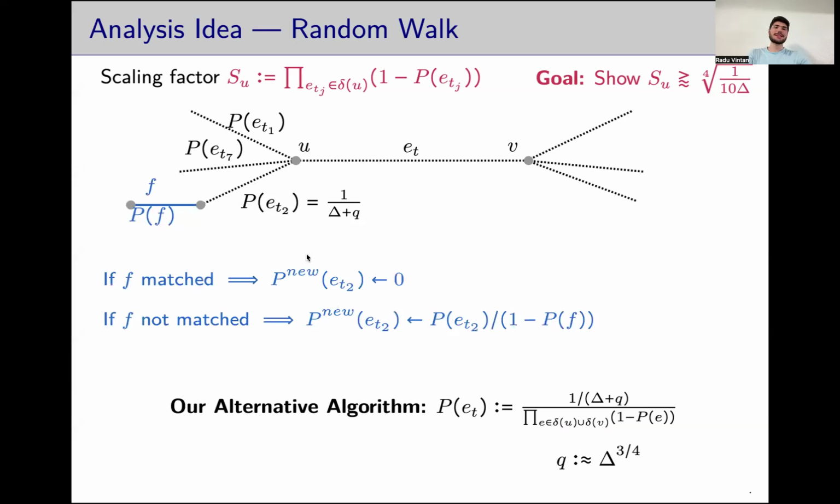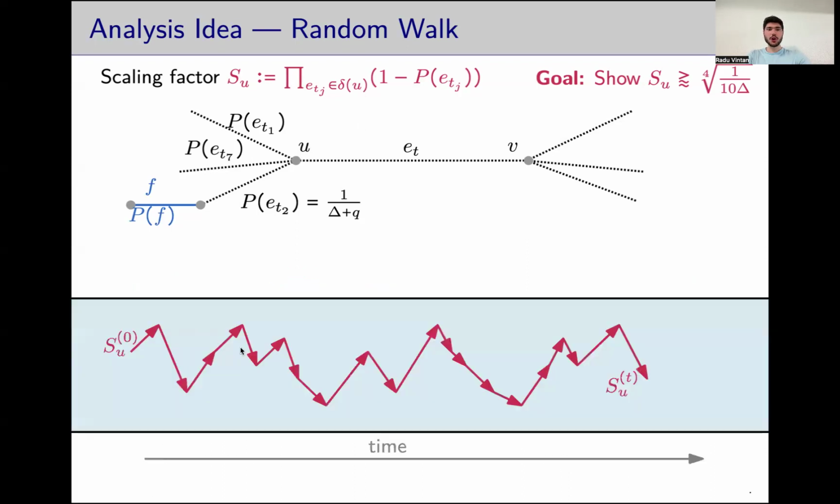But this maintains the expectation of p of et2. So you can check that the expectation of the new p of et2 will be the same as the current value. And this also means that the expectation of the new scaling factor is going to be the current value of the scaling factor. And so our scaling factor evolves over time as a martingale. It's a random walk where in every step the expectation is the current value.